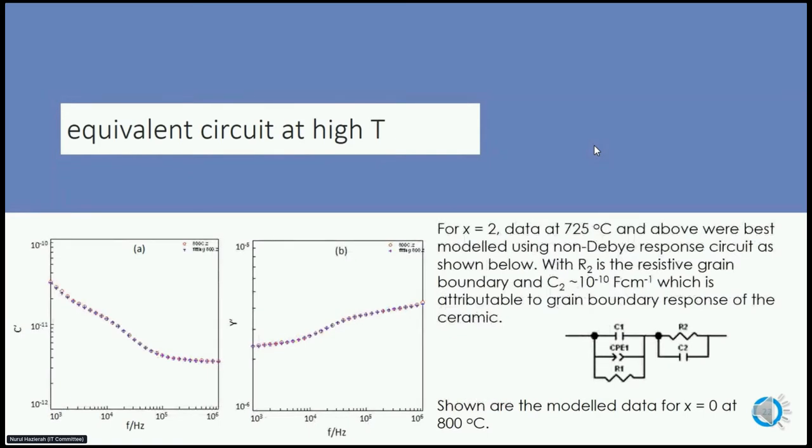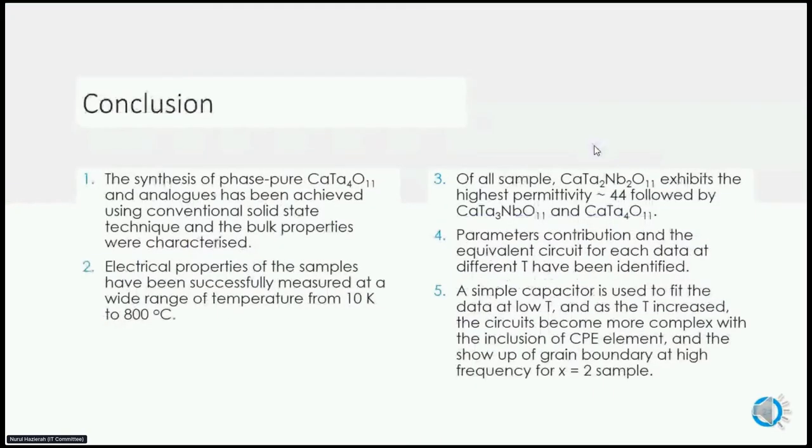But for X equal to 2, data for 725 Celsius and above were best modeled using a non-Debye response circuit as shown below, where the R2 is the resistive grain boundary and the C2 here is attributable to the grain boundary response. So for conclusion, the synthesis of pure calcium tantalate and analogs has been achieved.